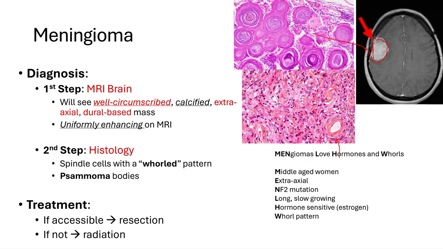So, a mnemonic that I use to help remind myself of this is meningiomas love hormones and whirls, where the M stands for middle-aged women, E helps to remind yourself that it's extraaxial, the N here is for the NF2 mutation, L in love is that it's long, slow growing over time, H is that it's associated with hormone sensitivity, such as estrogen, and of course the whirl for the whirl pattern that we classically see on histology.